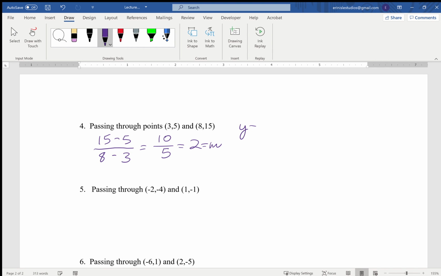So now I have y equals 2x plus b. Plug in one of my points. Y is 5, x is 3, 2 times 3 is 6, so I'm going to subtract 6. I have a -1 is equal to b. So my answer is y equals 2x, oops, not a plus, minus 1, sorry.